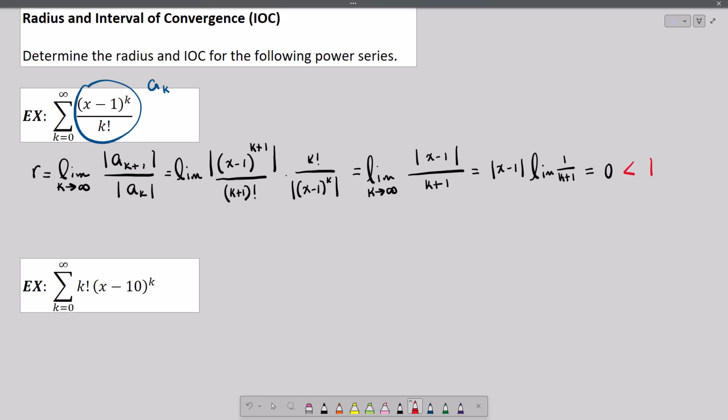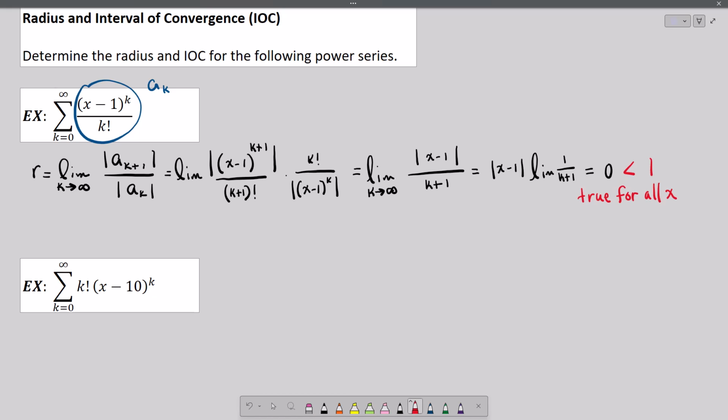So it doesn't matter. If you plug in x equals 10,000, if you plug in x equals negative 1,000,000, it doesn't matter. This limit's still 0. So this limit is 0 for every single x that you could plug in there. So if this is always true, it's true for all x.